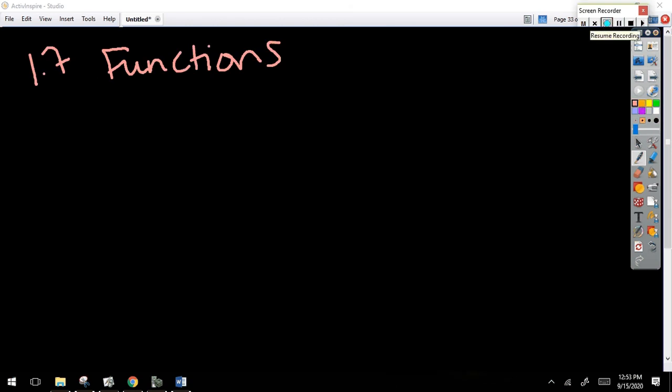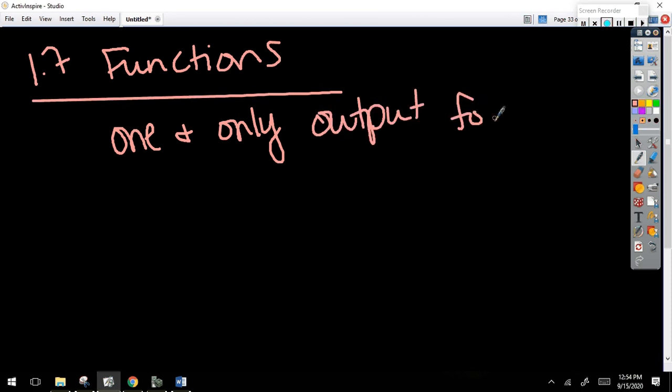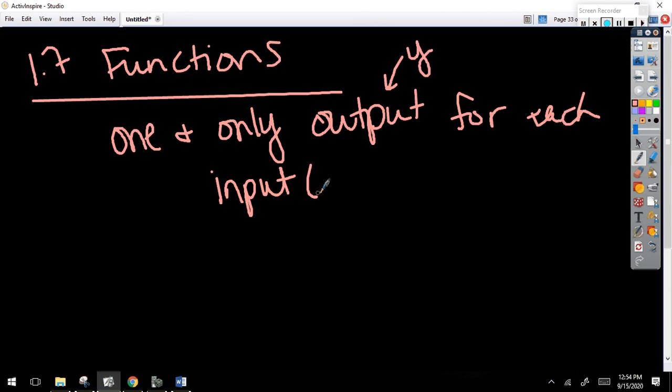So a function is a special type of relation, okay? It's a special type of relation that has one and only one output for each input. So let's talk about what this means. Output, what's output? Is that X or Y? Y. That's Y. Input then would be X. So every X value only has one Y value that corresponds to it.